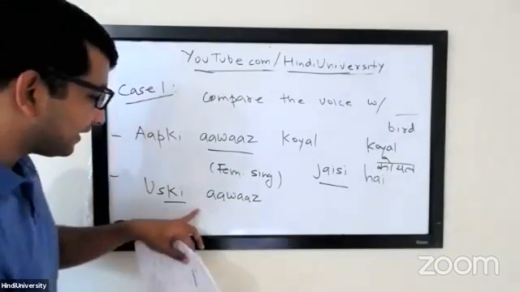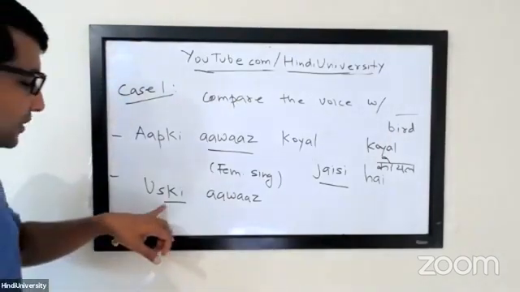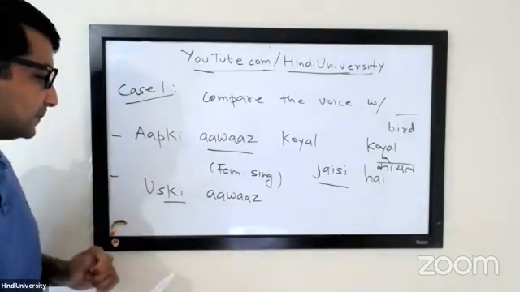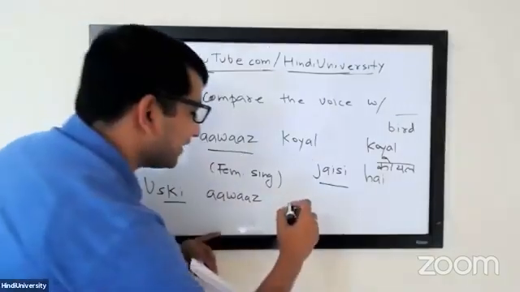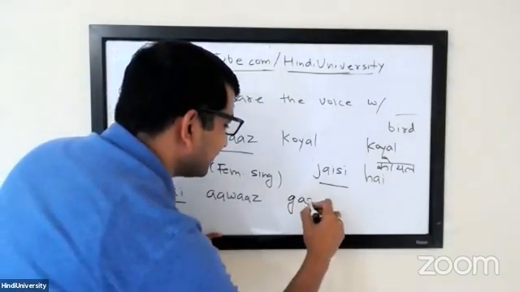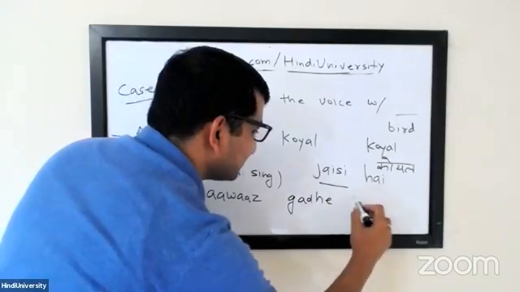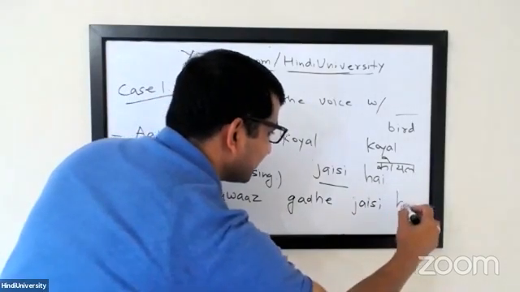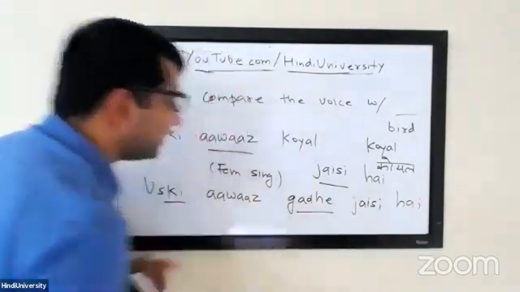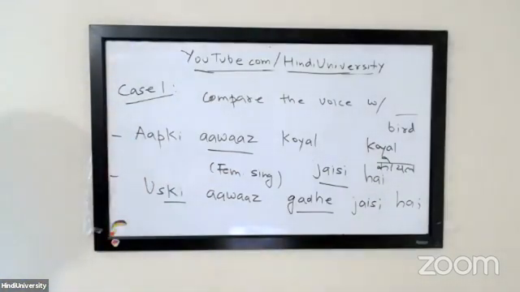Who would like to tell why did we use uski and not uska? Because avaz is feminine singular. Okay, uski आवाज, and then you put गधे. गधे जैसी. गधे is like a donkey here. उसकी आवाज गधे जैसी है.